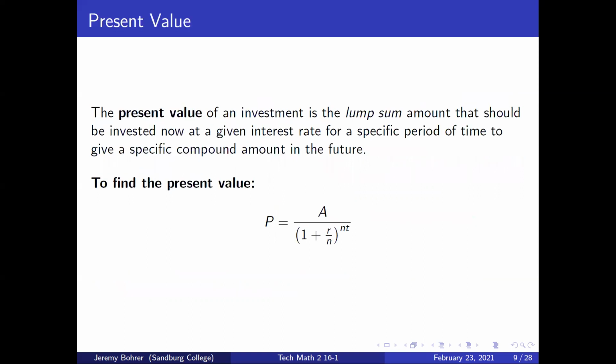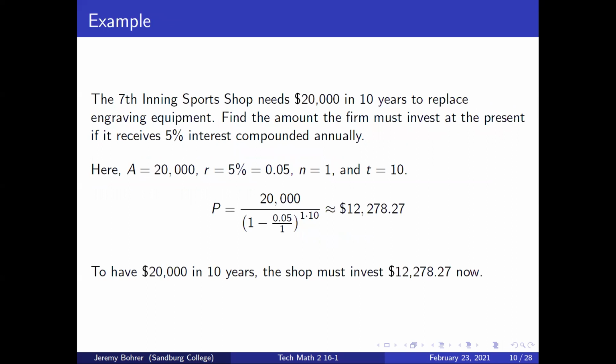The present value of an investment is the lump sum amount that should be invested now at a given interest rate for a specific period of time to give a specific compound amount in the future. To find the present value, P equals A over 1 plus r over n raised to the nt power.